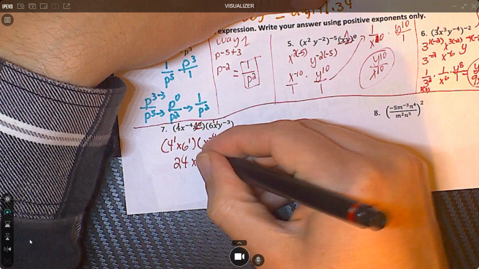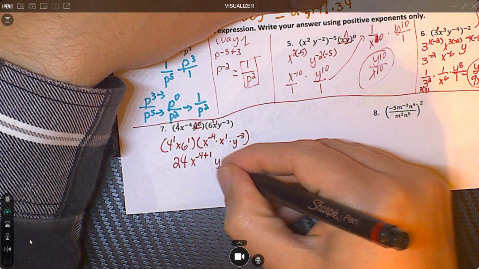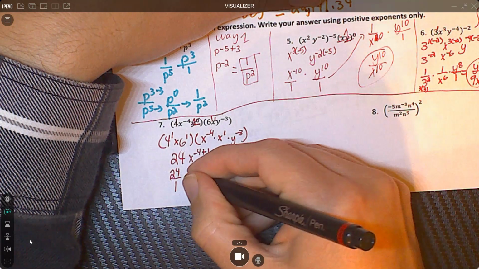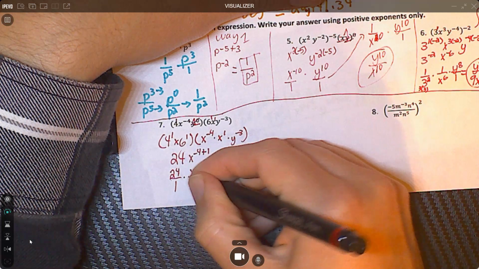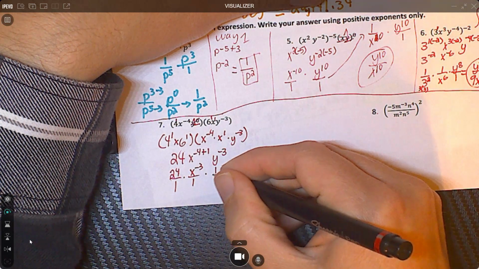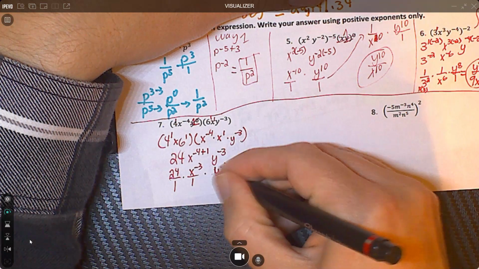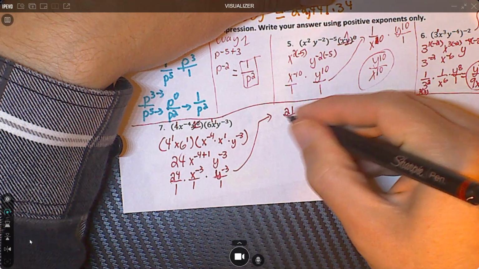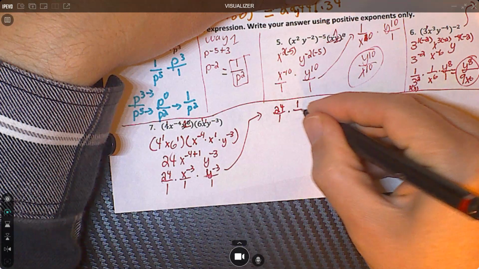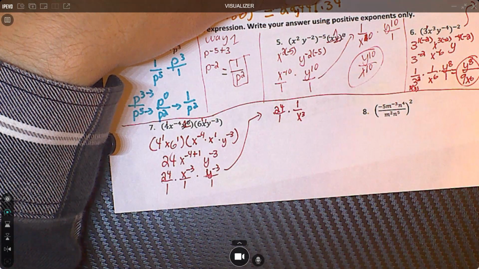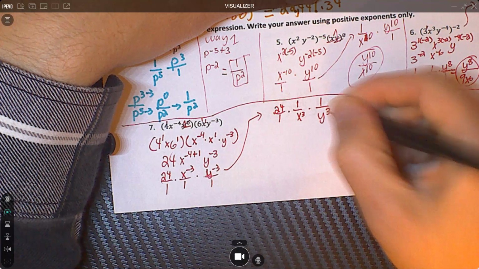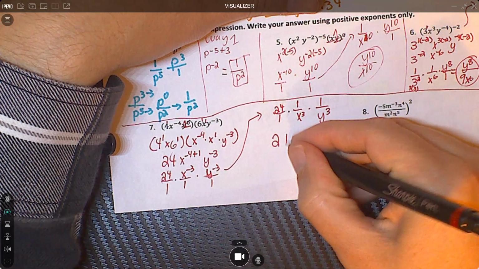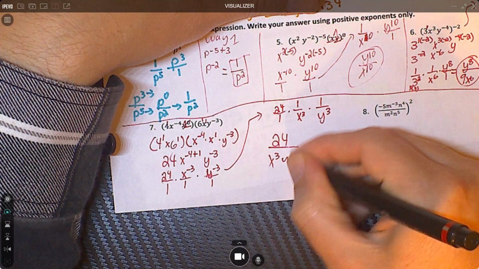X to the negative 4 plus 1, y to the negative 3. So now I got 24 over 1 times x to the negative 3 over 1 times 1 y to the negative 3 over 1. Okay, so I'm going to go up here and finish it out. I got 24 over 1 times 1 over x to the 3rd to make that a positive power, times 1 over y to the third, which makes that y to the positive power. So now we got 24 over x to the third, y to the third.